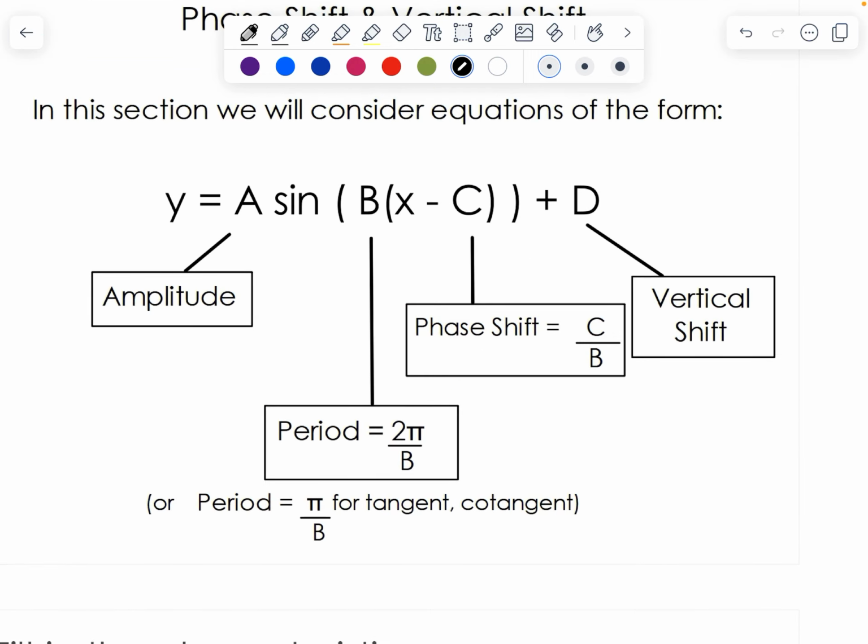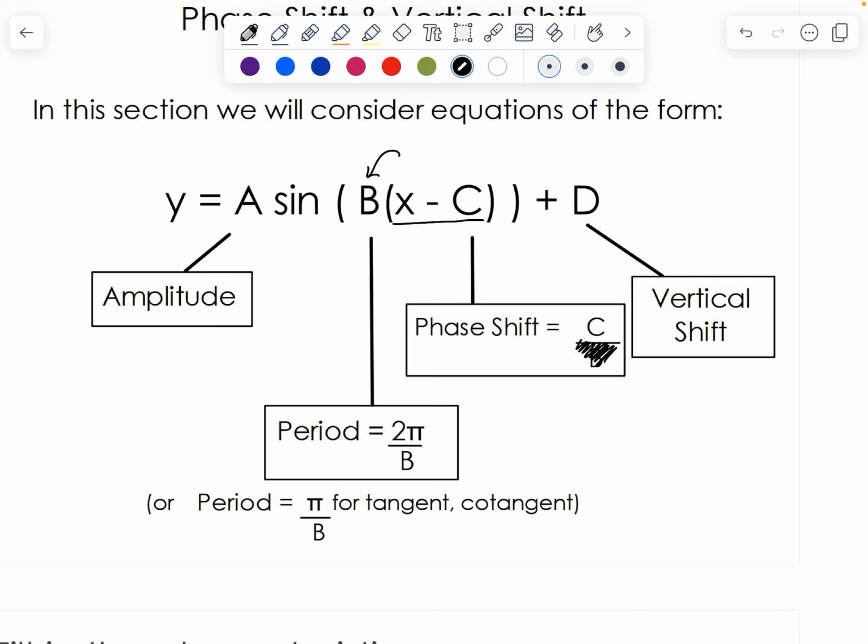Remember, A is our amplitude, or our vertical stretch or shift, or our reflection. So A tells us a lot about how our graph is going to look. B affects the period of the graph, 2 pi over B for the main 4 and pi over B for tangent and cotangent. And then we want to make sure that our B is factored out of our horizontal shift, which we call a phase shift.